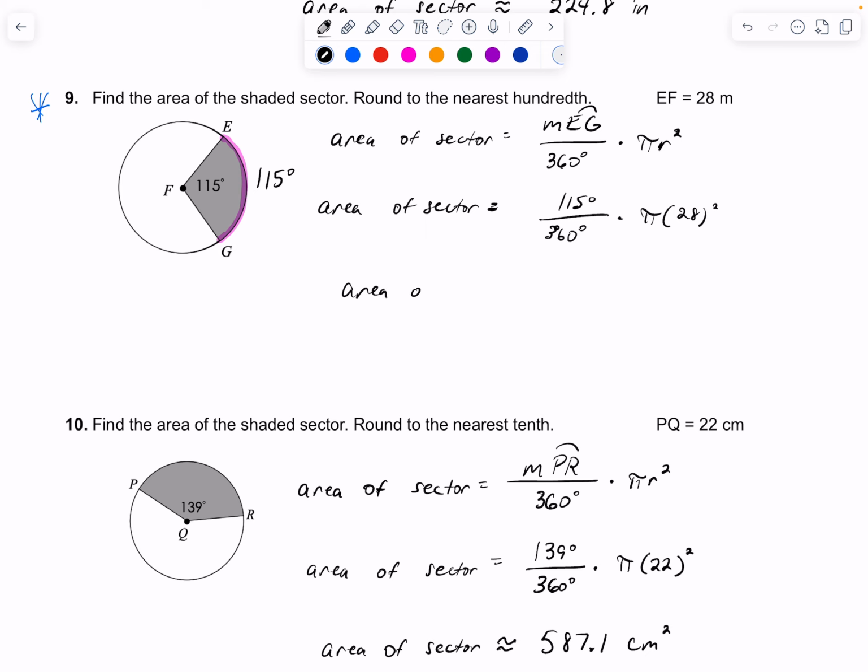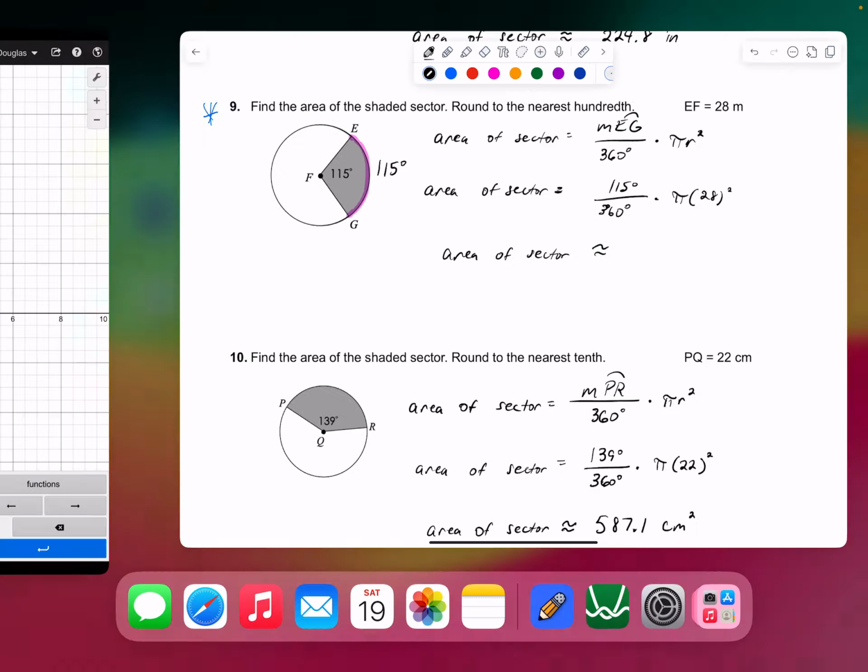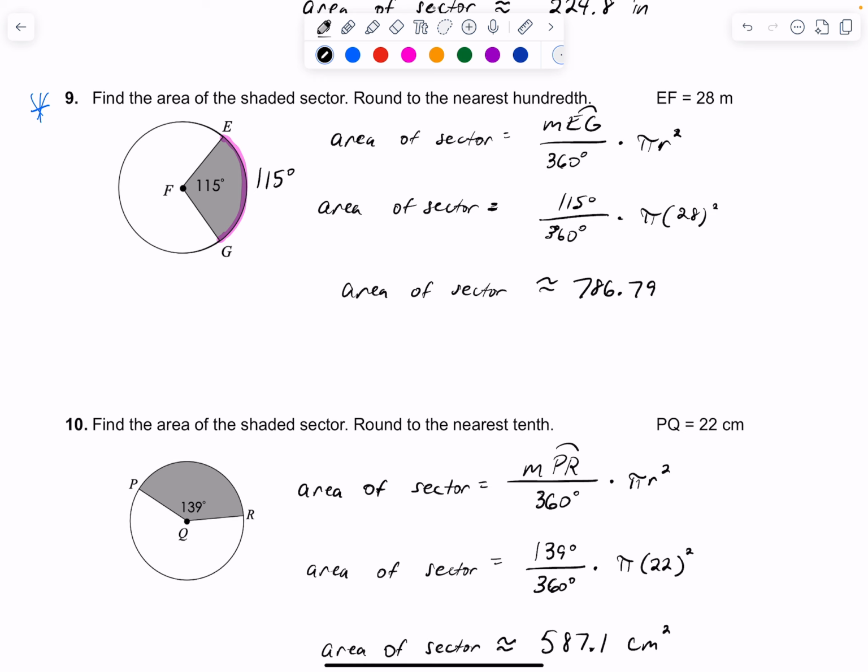So I am going to round this to the nearest hundredth. So typing 115 over 360 and then times pi times 28 squared. To the nearest hundredth gives me 786.79 meters squared. All right, guys, that's it.